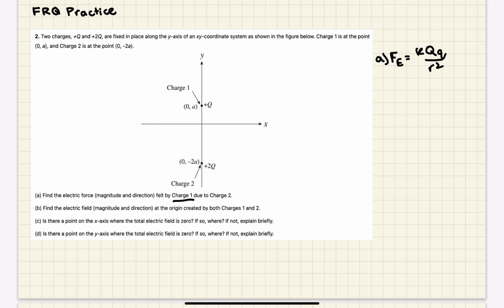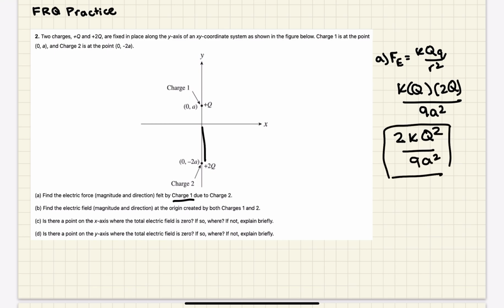And so this is going to be equal to K times, this is plus Q, this is plus 2Q, over the distance between them, which is A plus 2A, which gives us a total of 3A. So 9A squared, because we have to square it. And when you simplify it, you get 2KQ squared over 9A squared. And that's going to be your electric force. I can probably write that here. That's going to be the electric force on charge 1 due to charge 2.